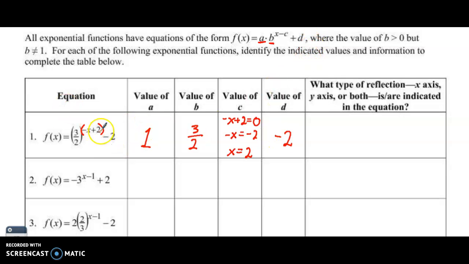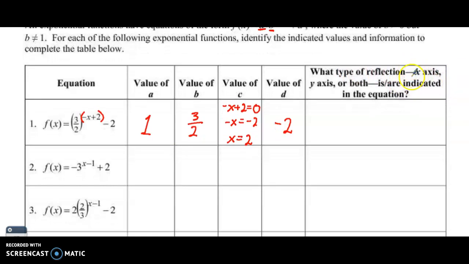So as you examine what type of reflections this has, because the negative was with the x value, if you think back to earlier in the year, this is a reflection over the y-axis. Remember, if you have negative x values, you reflect over the y-axis.